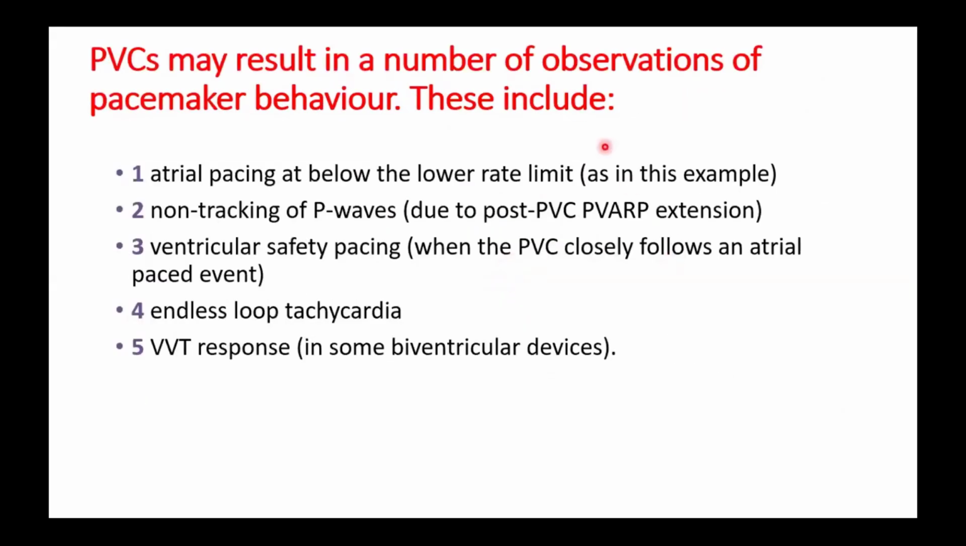And here are some of the observations that may be noticed during PVCs in a patient with a pacemaker. Like this example, atrial pacing at a rate lower than the lower rate limit during the rate histogram. Non-tracking of the P waves, as some of the P waves occur in the post-PVC PVARP. Ventricular safety pacing when atrial pacing occurs accidentally with PVCs. Also, PMT may be initiated with PVCs.